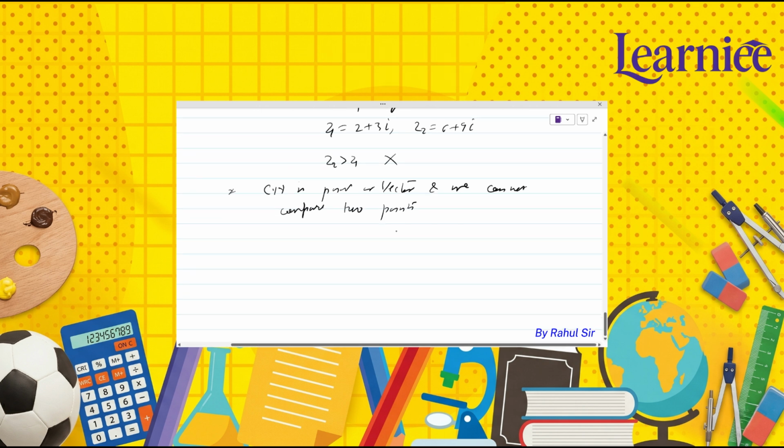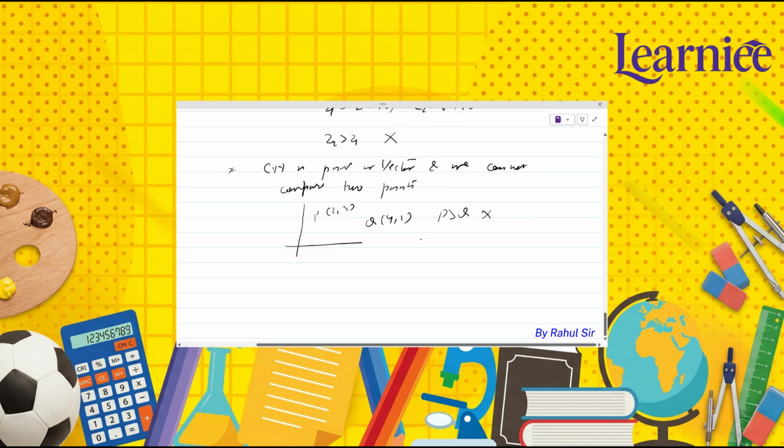Got it? What I mean to say is, let's say there is a point P here, 2 comma 3, and point Q is 4 comma 1. So we can't compare, we can't say that P is greater than Q. This is wrong, we can't compare the points.